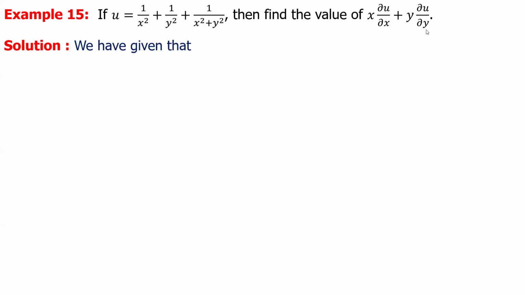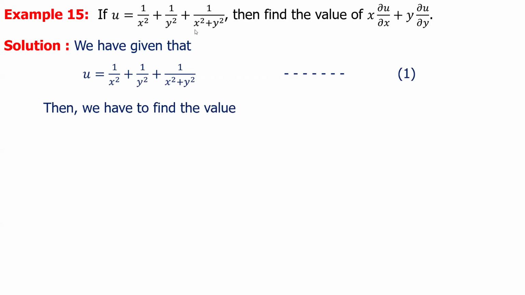We have given that u is equal to 1 upon x square plus 1 upon y square plus 1 upon x square plus y square. Let us give it equation number 1. Then we have to find the value of x del u del x plus y del u del y using Euler's theorem.